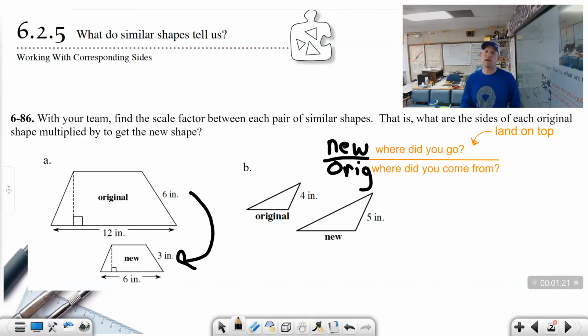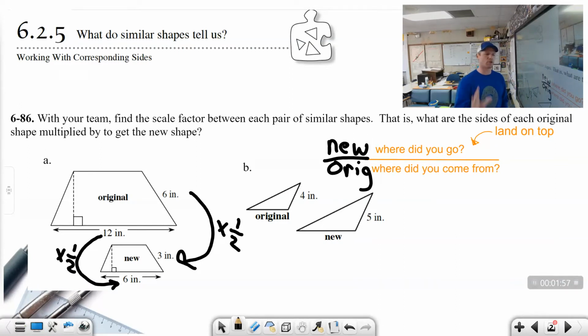So what do you multiply by to go from the original shape to the new shape? Well, focus on the side lengths. What do you multiply by to get from 6 down to 3? Well, we think about division. Divide by what? Oh, that's a divide by 2. But what do we multiply by? We multiply by a half. And notice that is true with the corresponding side on the bottom. Notice 12 times 1/2 is 6.